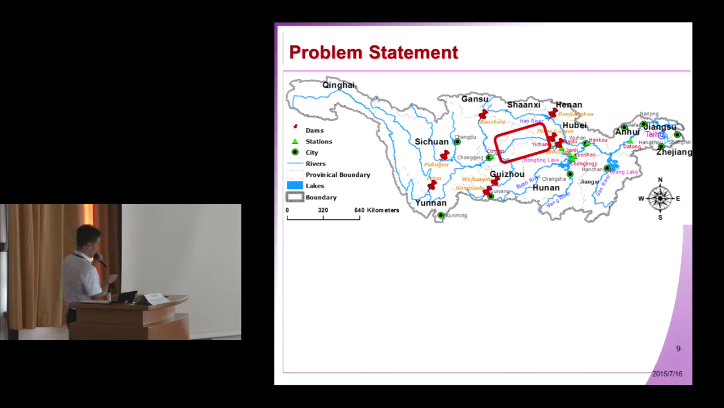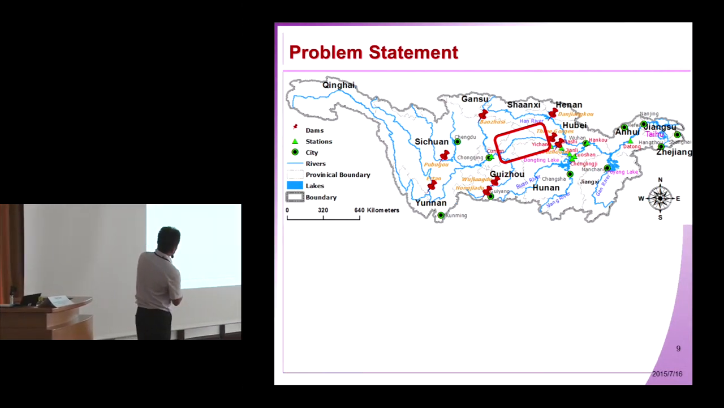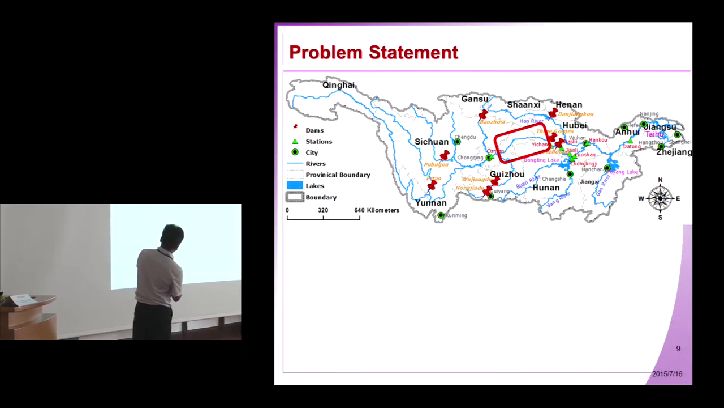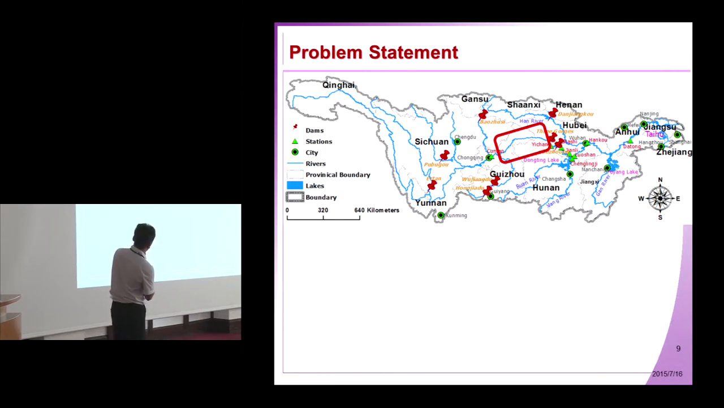And so this is the river basin. This is from Qinghai province. And from here is the Three Gorges area. This is the Yichang station. This is Sichuan. This is Chongqing. And this is Hubei province. This is Wuhan. And then this is Taihu. Shanghai is here, and Hangzhou.